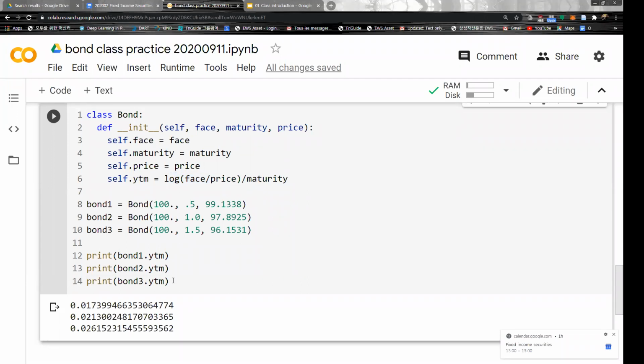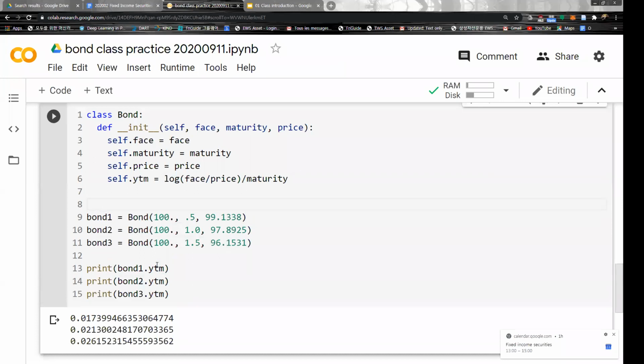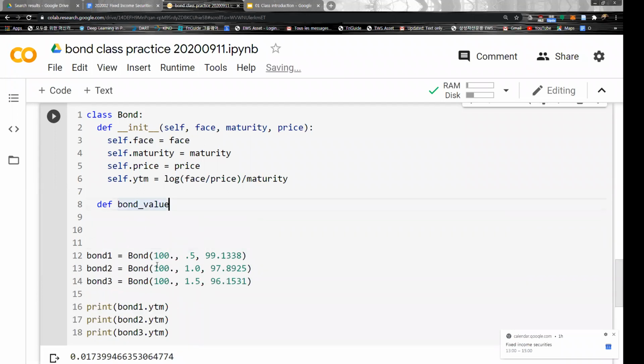Any question until now? Any question? Okay, let me do another practice and then define bond pricing. Define bond value.